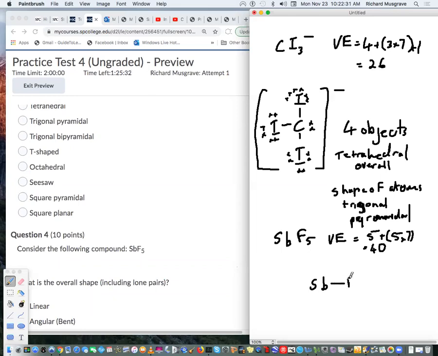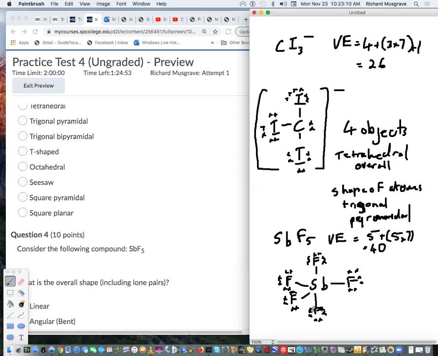And the idea would be to put the fluorines on here. I shouldn't really judge about where I'm putting them, but I'm just trying to justify what I'm doing here. So I fix up all the fluorines. And you'll notice I've used up all 40. So there are no more electrons put on the central atom because I've used up all 40 already.